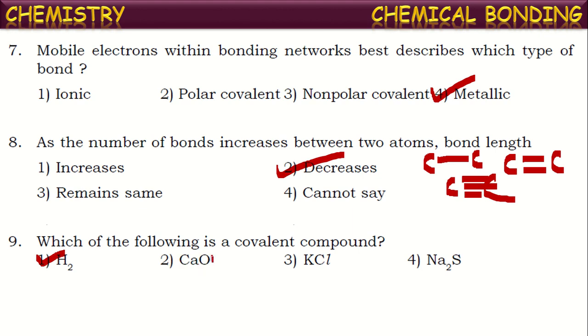CaO is an ionic compound, isn't it? KCl is also an ionic substance. Na2S is also an ionic substance. Only H2 is a covalent substance here. In H2, both are non-metallic atoms. Both will share a pair of electrons, resulting in the formation of a covalent bond between them. So H2 is the correct answer. Next one.